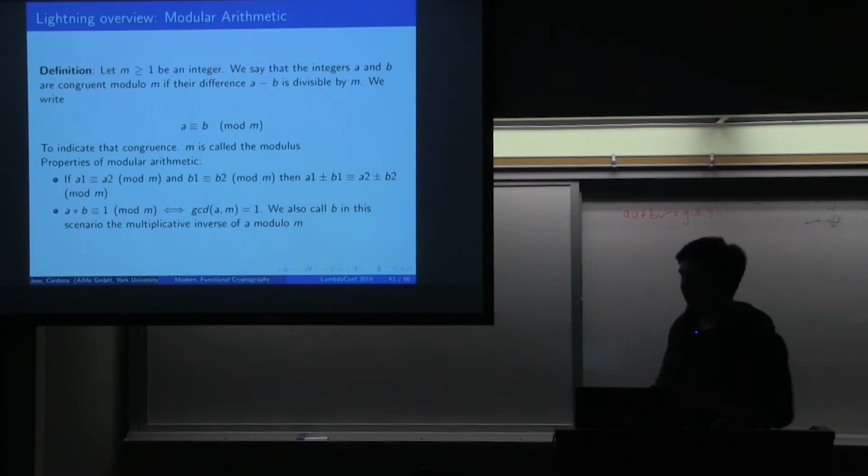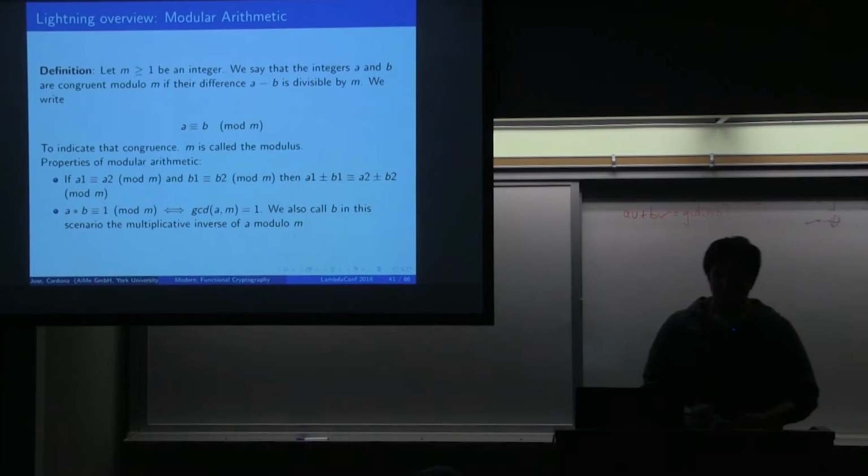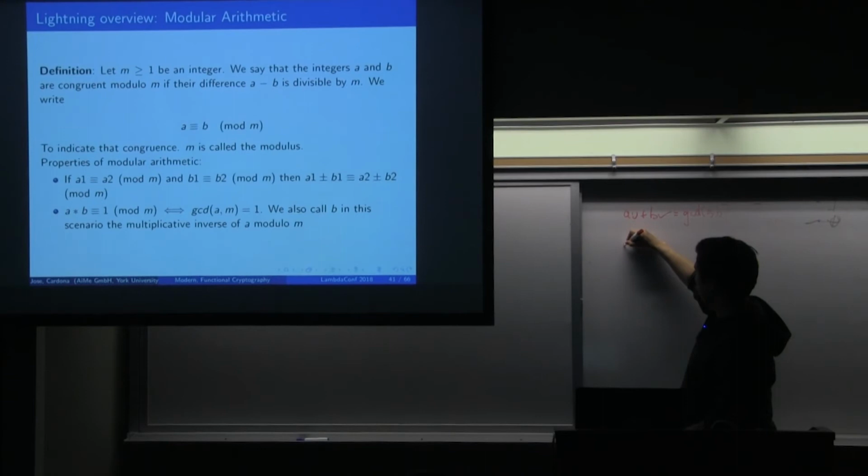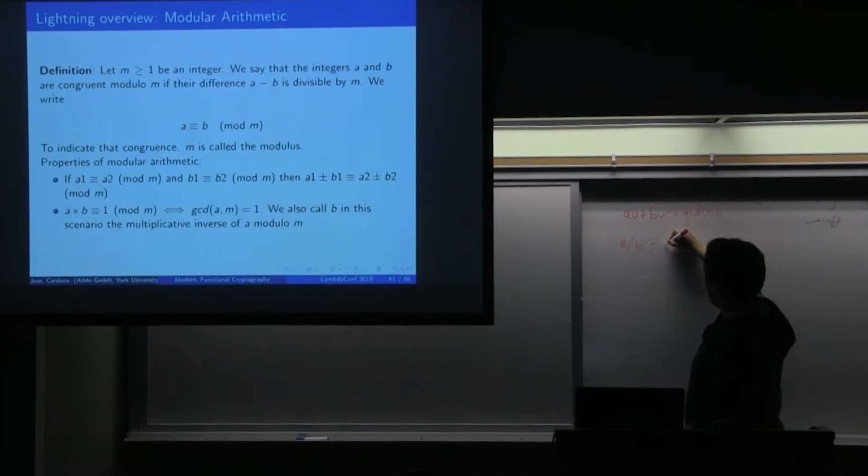So modular arithmetic, the easiest way to think about it is imagine your division with remainder, then your remainder is on the other side of the modulus. So let's say that A over B is B times Q plus R.